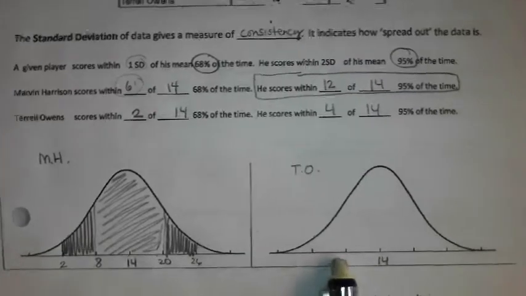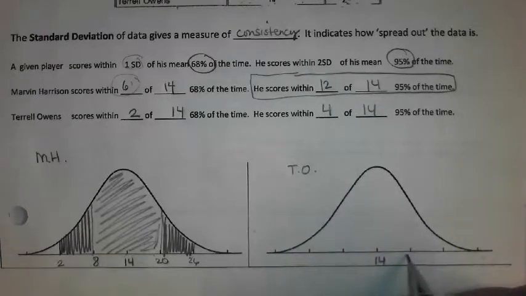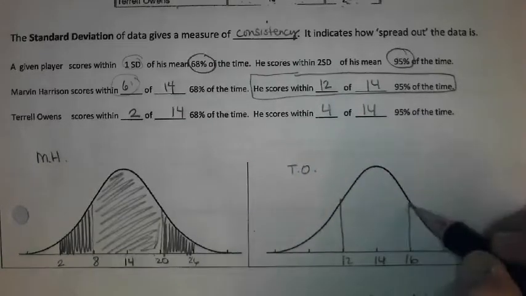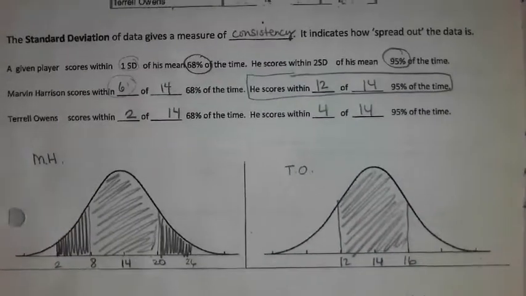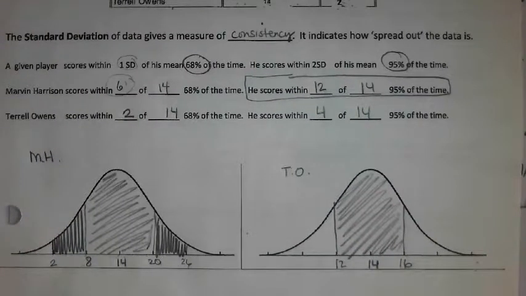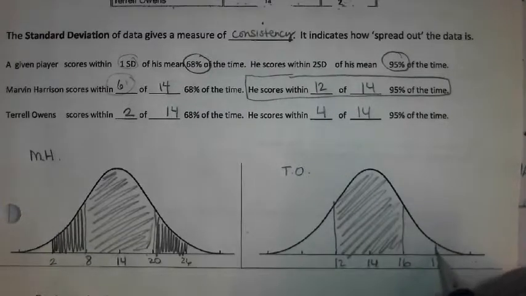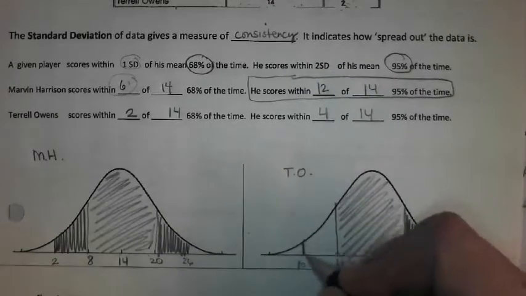T.O., on the other hand, his standard deviation being 2, 2 above would be 16, and 2 below would be 12. So he's just got a much tighter window. Hence the word consistency, right? We're much more confident betting on the fact that he's going to score about 14 points. And then 2 standard deviations away from him, if you go 2 more, would be anywhere up to 18 or as low as 10.